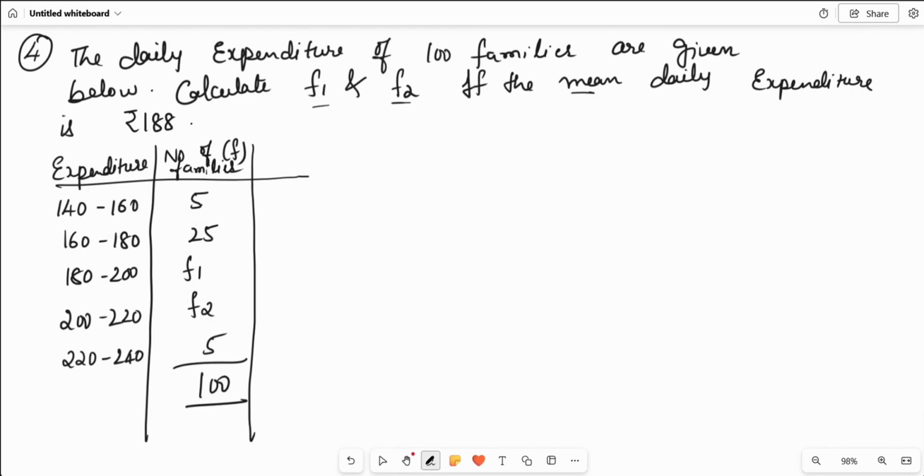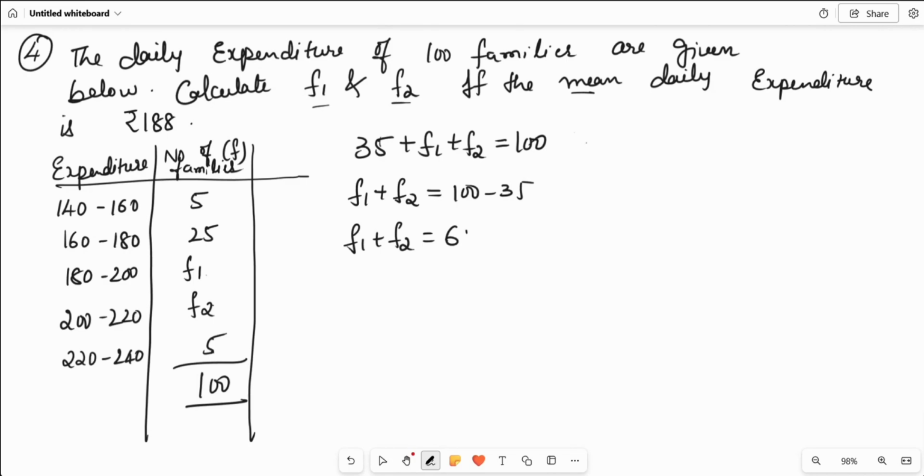So add them, how much you will get? 25 plus 5, it is 30. 30 plus 5, 35. 35 plus F2 plus F1. So 35 plus F1 plus F2 is equal to 100. Or F1 plus F2 is equal to 100 minus 35. This 35 I am shifting to the other side. So F1 plus F2, how much you will get? 65. So this is the first equation.